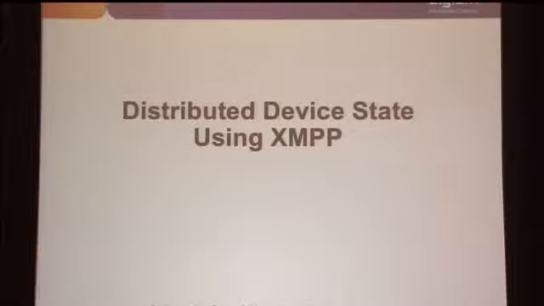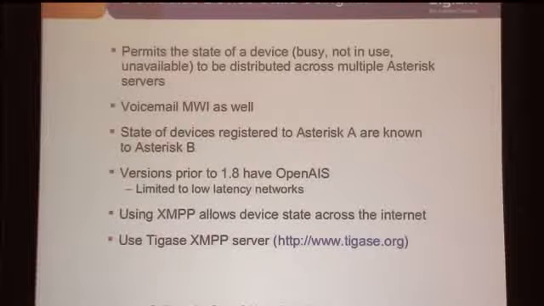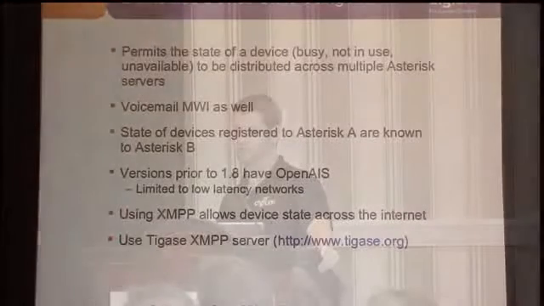So distributed device state using XMPP permits the state of a device, whether it's busy or not in use or the device is unavailable entirely, to be distributed across multiple Asterisk servers. This works with voicemail MWI as well. State of devices registered to Asterisk A are then known to Asterisk B and vice versa, depending on how you have things configured. Versions prior to 1.8 have OpenAIS, and I think it was in 1.6.1 that it first started or was implemented. It works quite well. I've used it.